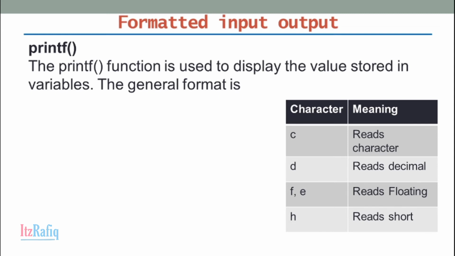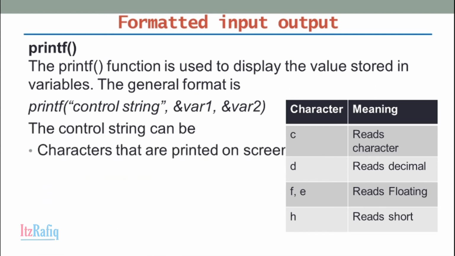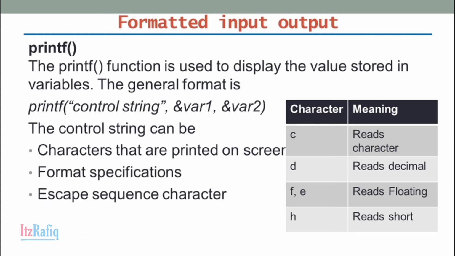Formatted output, printf. The printf function is used to display the value stored in variables. The general format is printf, control string, variable 1, variable 2, and as in scanf, here also the control string is the same: for character c, for decimal numbers d, floating points f or e, and for short h. The control string can be characters that are printed on the screen, format specifications, and escape sequence characters.